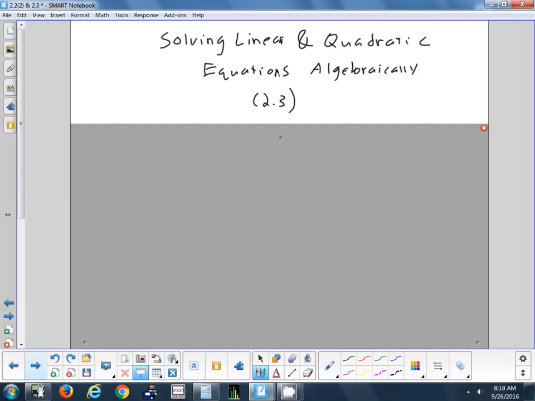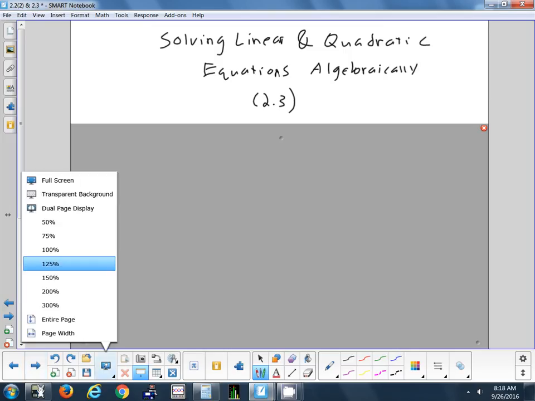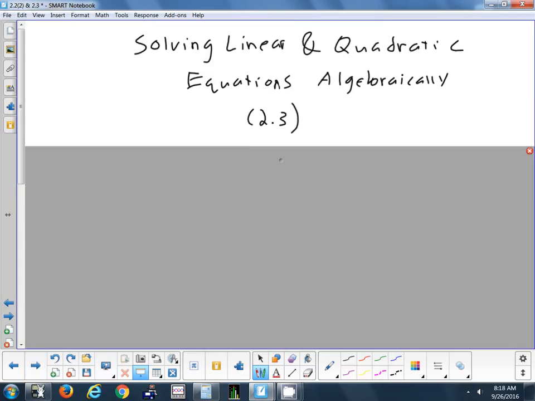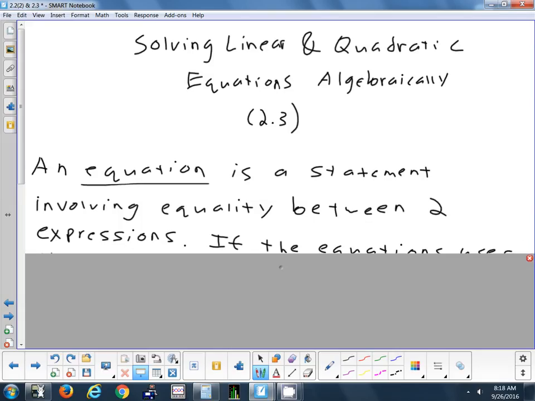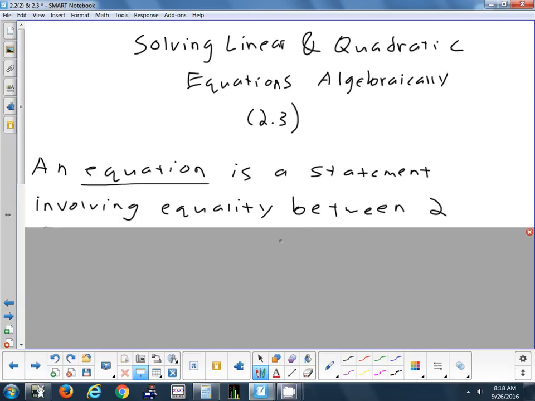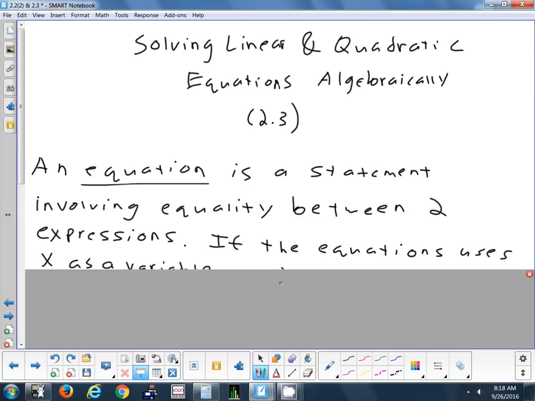All right, so that was the last part of section 2.2. Okay, so we'll spend most of the time today on section 2.3, which, again, I think you've already done most of it in Algebra 1, solving linear and quadratic equations. Okay, so first of all, what an equation is. An equation is anything that has an equal sign in it. Or a little more formally, it's a statement of equality between two expressions.